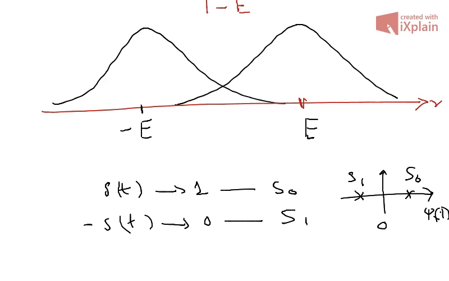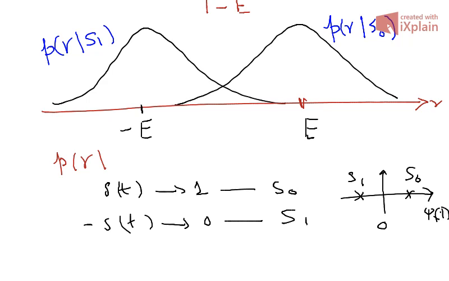Now if this is the case, you can say that this is my conditional PDF of R, given that S of t is transmitted, or let me say given that S naught is transmitted, and this is the PDF of R given that S1 is transmitted. These conditional PDFs are known as the likelihood function. Now this is the likelihood function.